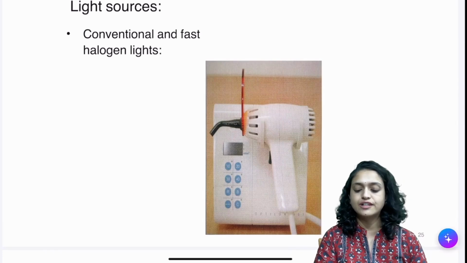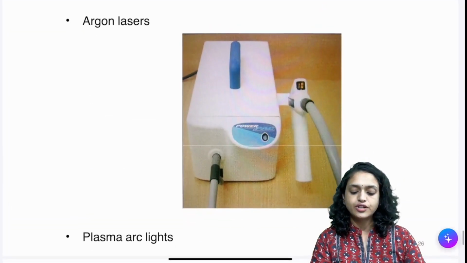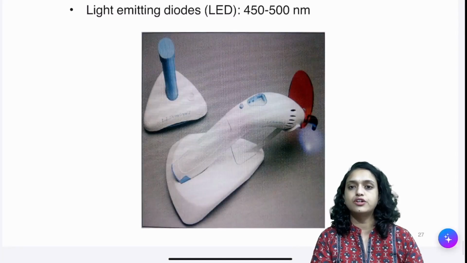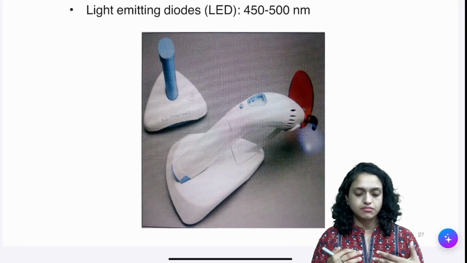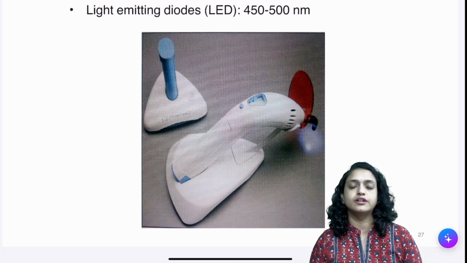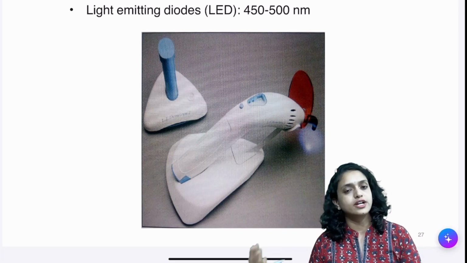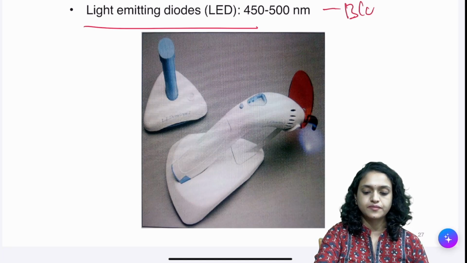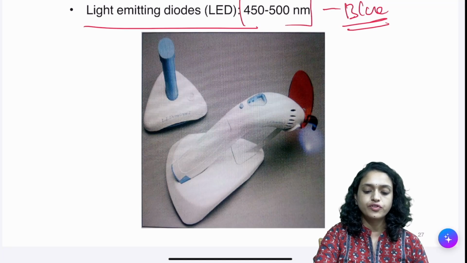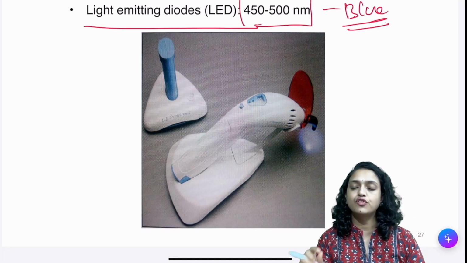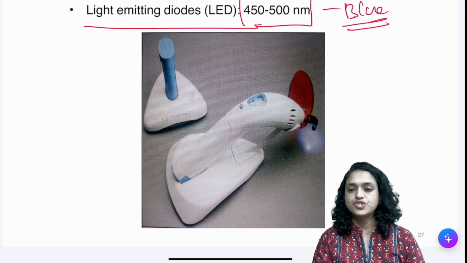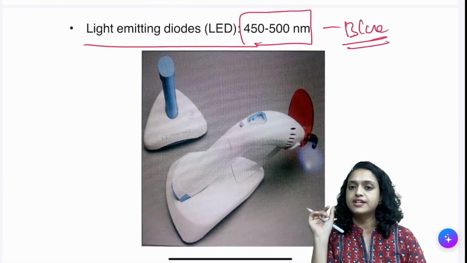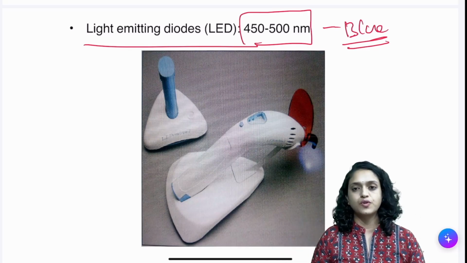So what is used to cure the bracket? Initially, conventional halogen lights were used. Argon lasers and plasma arc lights were also used. The most commonly used method of curing composites, not only in orthodontics but also in other fields like aesthetic dentistry and conservative dentistry, is LED lights in the blue wavelength. Blue wavelength is about 450 to 500 nanometers. This light is what is used for curing the composite. So once you are done curing the composite, the bracket is now secured. So your entire bonding process is complete.